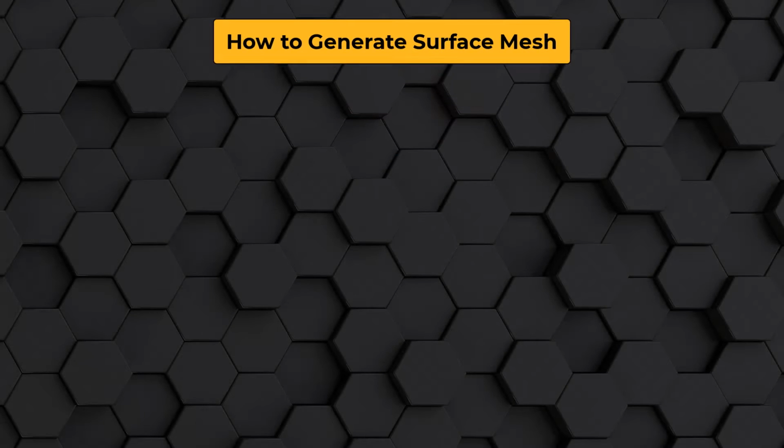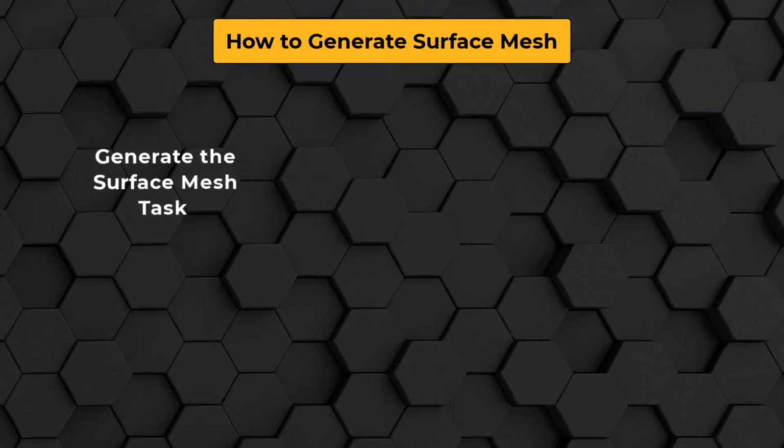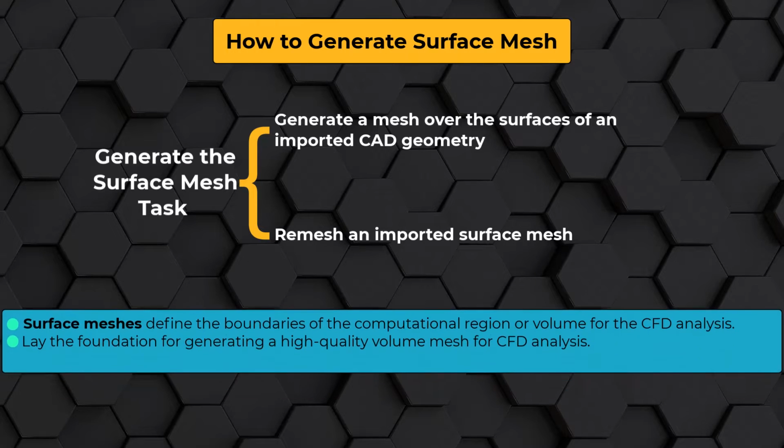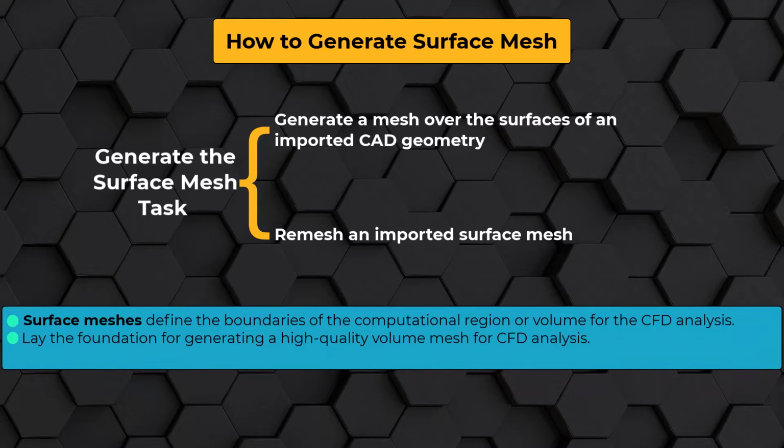Hello and welcome. The Generate the Surface Mesh task in the Ansys Fluent Meshing Watertight Geometry workflow is used to generate a mesh over the surfaces of an imported CAD geometry or remesh an imported surface mesh. Surface meshes define the boundaries of the computational region or volume for the CFD analysis and lay the foundation for generating a high-quality volume mesh for CFD analysis.